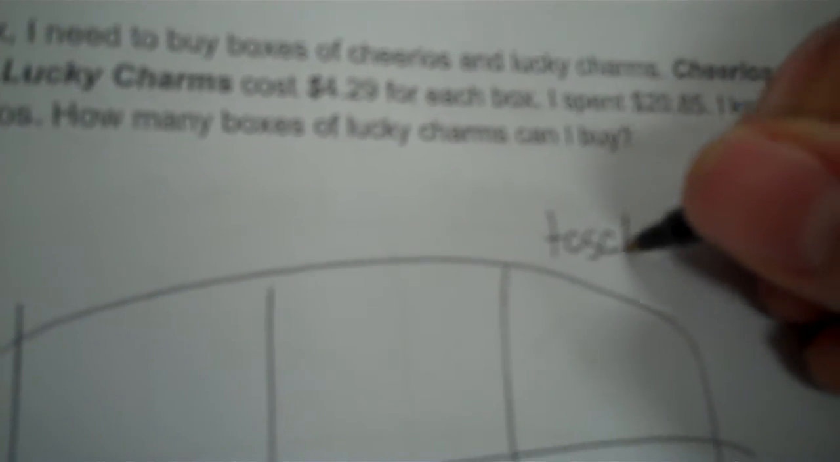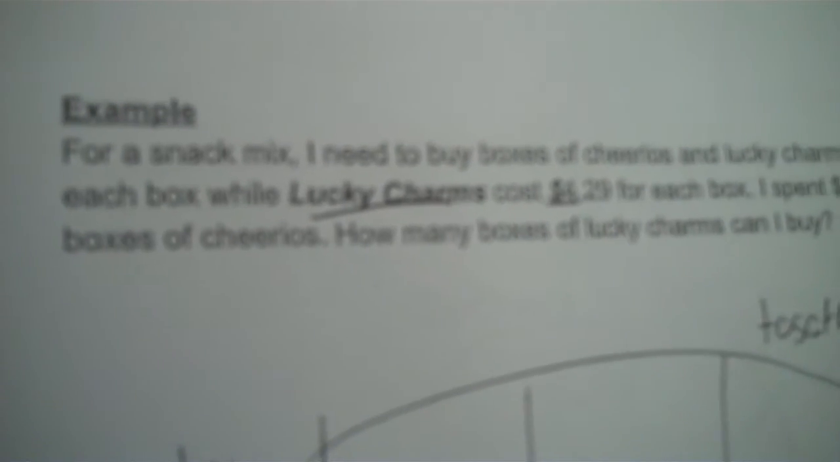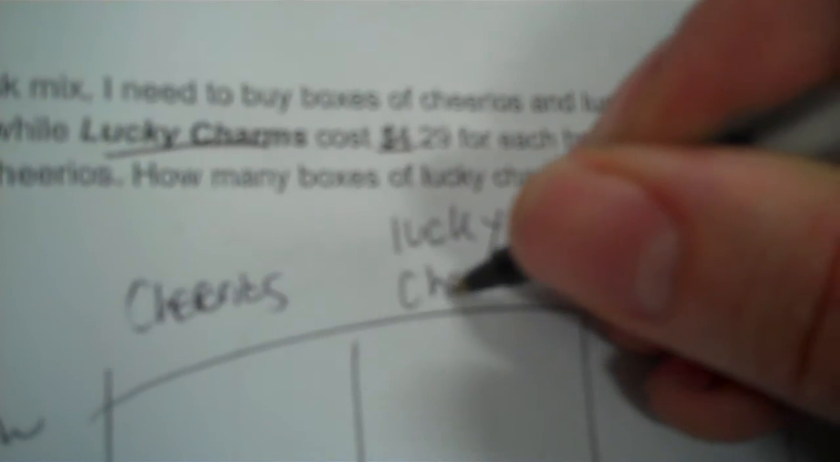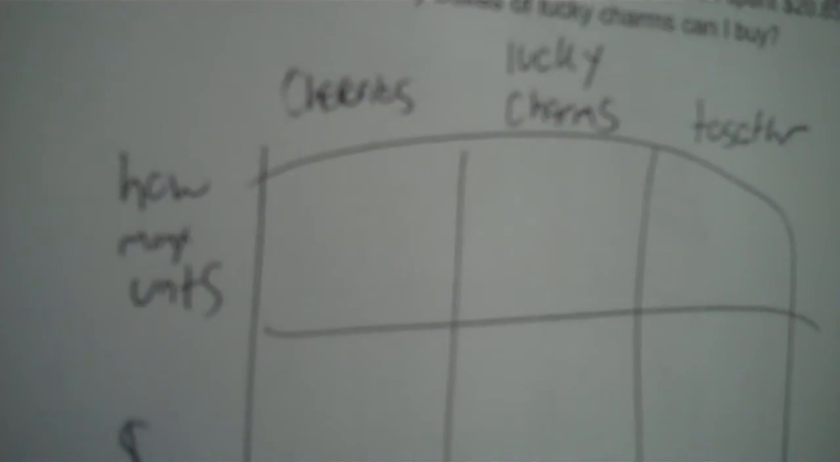So, $20.85. Oh, label the table before you put anything else. Sorry. So, together, how many units, per unit, and total. Because there's 3 units, you have your Cheerios, your Lucky Charms, and then the dollars. The 2 independent units are the Cheerios and the Lucky Charms, and then your dependent unit, the dollars. So dollars over total and dollars per unit, but not how many units.